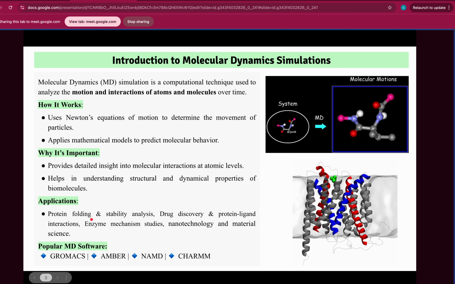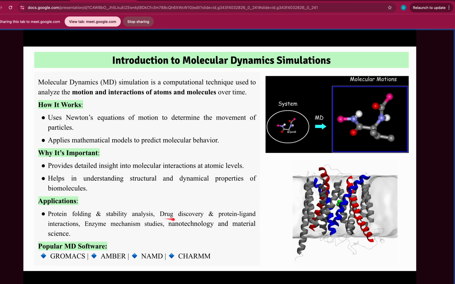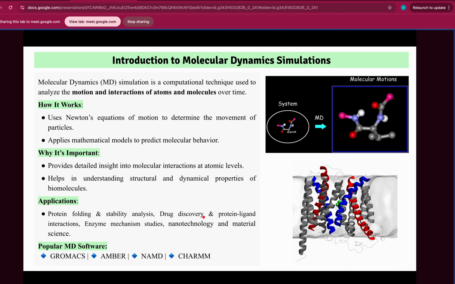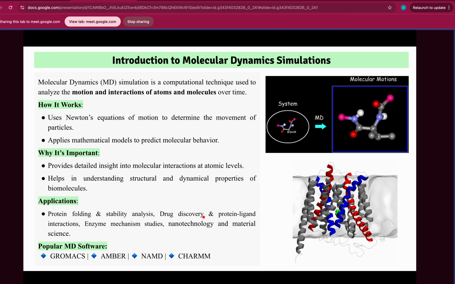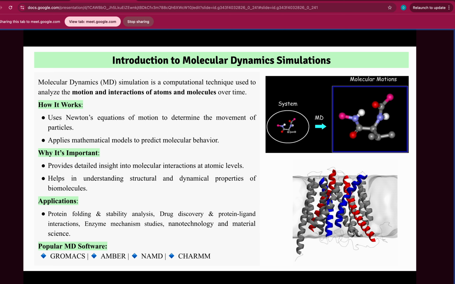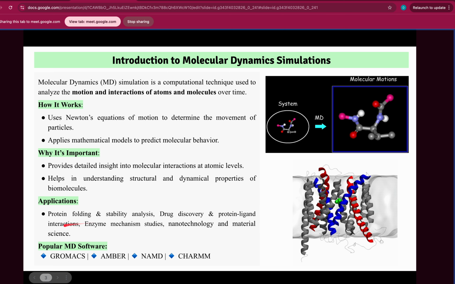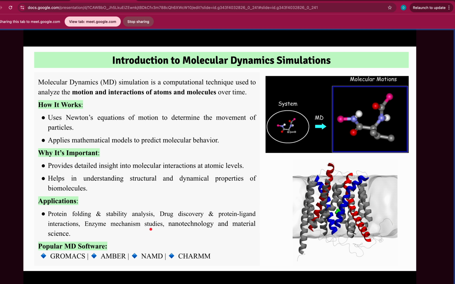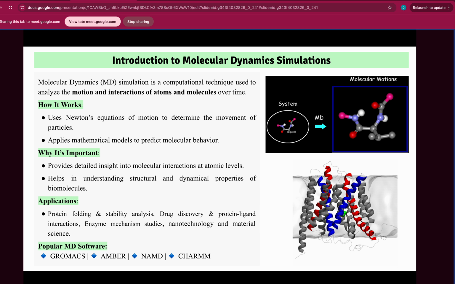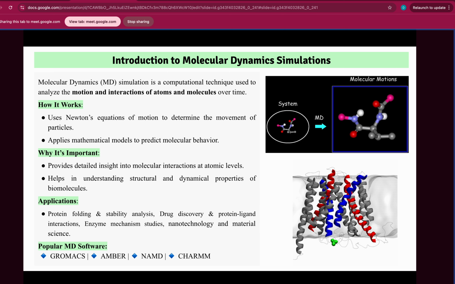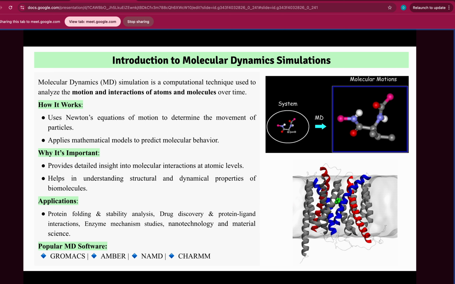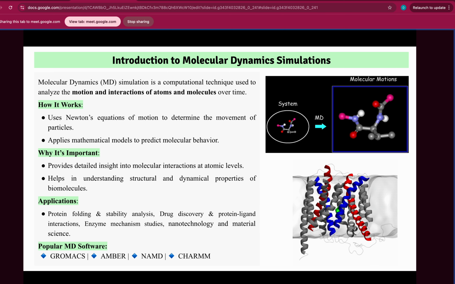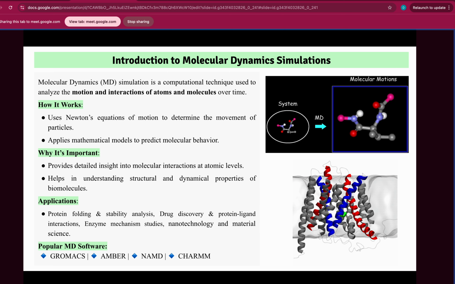Applications are protein folding, stability analysis, and drug discovery. We can also design certain drugs and see how a particular drug changes the conformation of a protein, because indirectly it will influence the protein's function. Protein-ligand interactions and enzyme mechanisms can be studied: how a particular enzyme binds to a substrate, how it initiates a reaction and how it catalyzes it. We can see what conformational changes happen and how the product is synthesized, so that we can make some modifications, design other substrates, or change the reaction process.